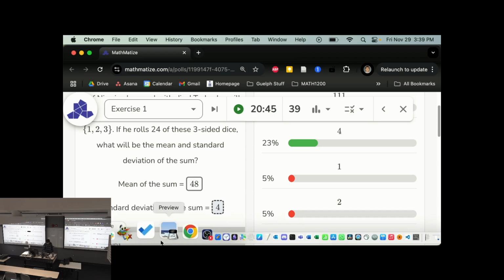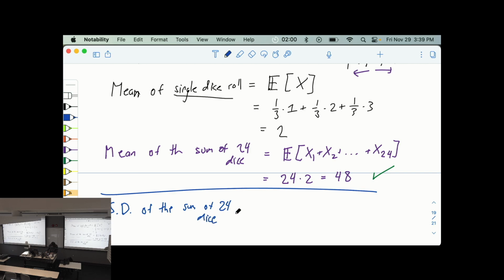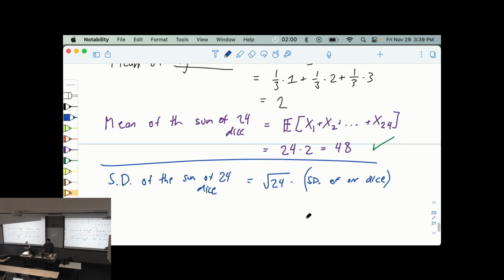So the thing from last class is that the standard deviation of the sum of 24 dice will be the square root of 24 times the SD of 1 dice. So just like the mean gets blown up by a factor of 24, the standard deviation also gets blown up, but this time by a factor of square root of 24. So not a full 24, but the square root of 24.